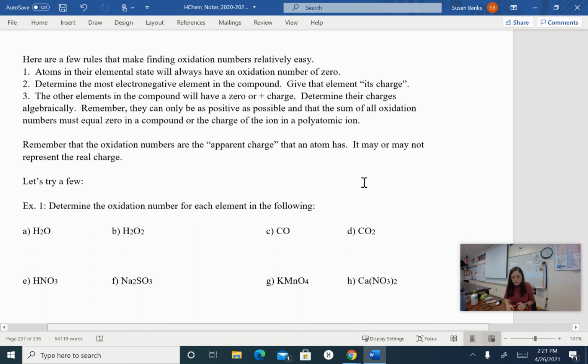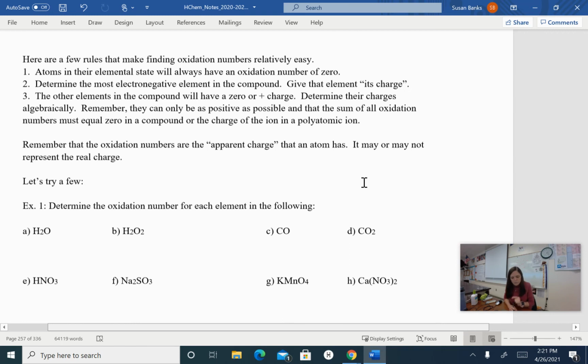Rule number 1: atoms in their elemental state will always have an oxidation number of 0. We already stated that one. When we had elemental things, we started out with 0, and then we saw what charge they acquired when they made ionic compounds. So elemental, always 0.